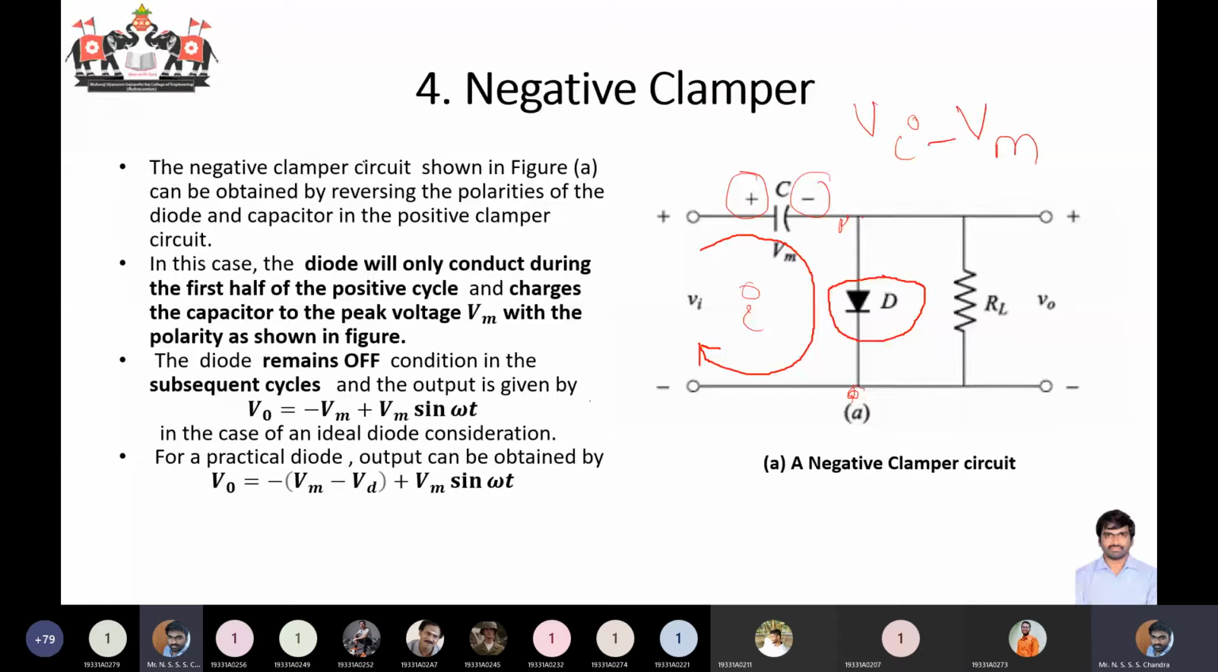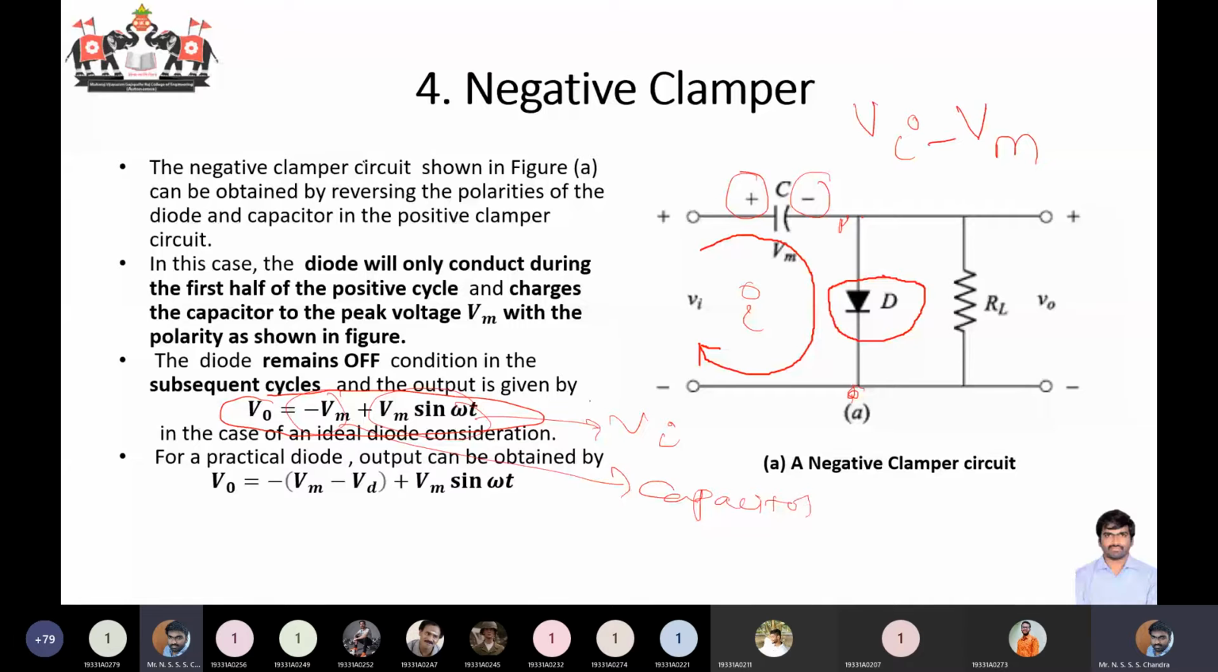So your V0 will be equal to minus Vm plus Vm sin omega t. Earlier it used to be plus Vm, now instead you are getting minus Vm. This minus Vm is contributed by your capacitor, whereas Vm sin omega t is contributed by your supply voltage. So this is for an ideal diode.